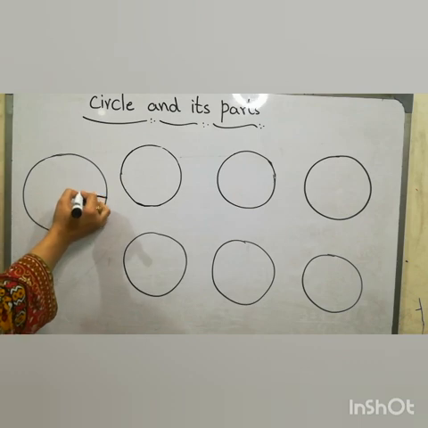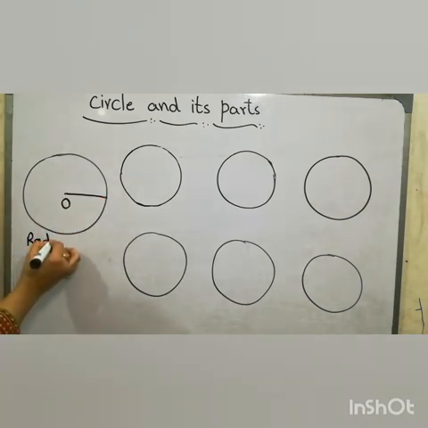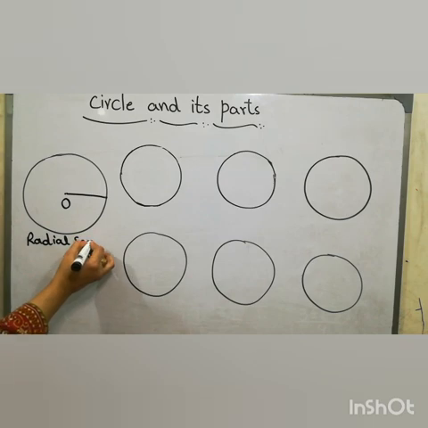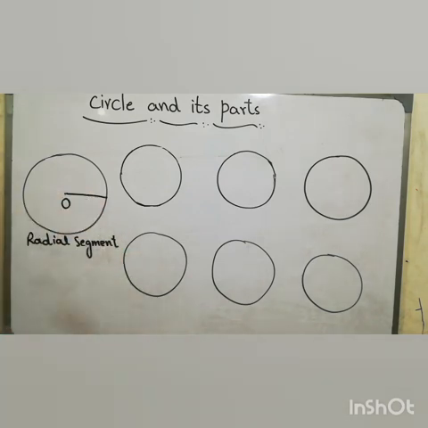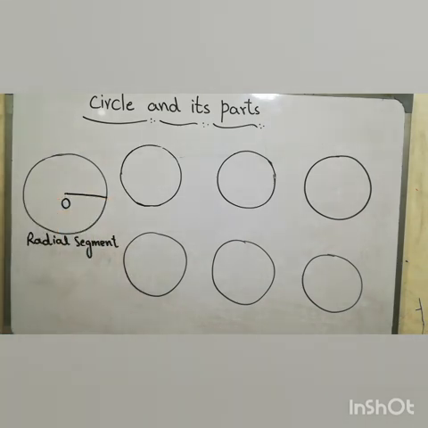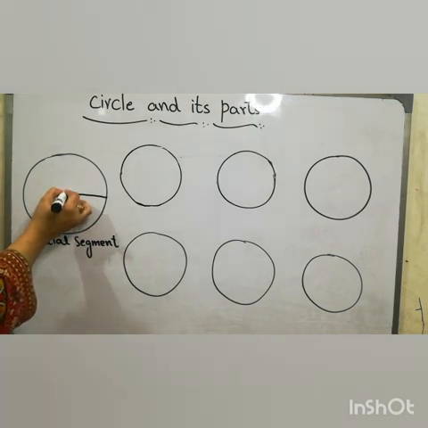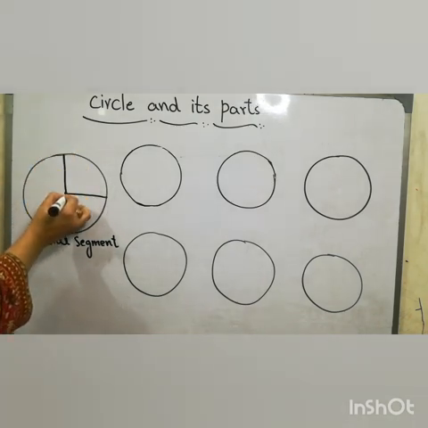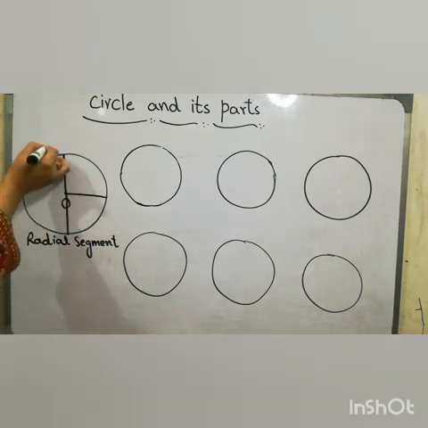or radial segment. What is this called? Radial segment. This is the distance of any point of the circle on its circumference to its center. A radial segment of a circle is a line segment determined by the center and a point on the circle. So if we double the radial segment, a line which passes through the center of the circle and meets two of its points like this is known as a diameter.